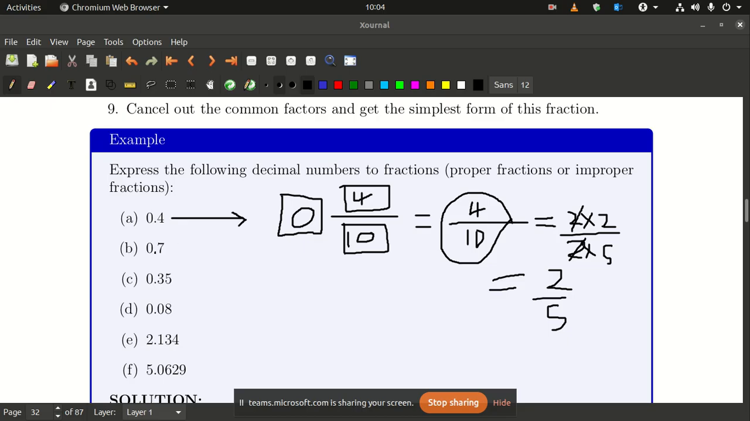But Tabile, what is the answer? 0.7 is? Anyone who has an answer for 0.7, please. 7 over 10. Over 10. Oh, thank you. Thank you, sir. Thank you very much.